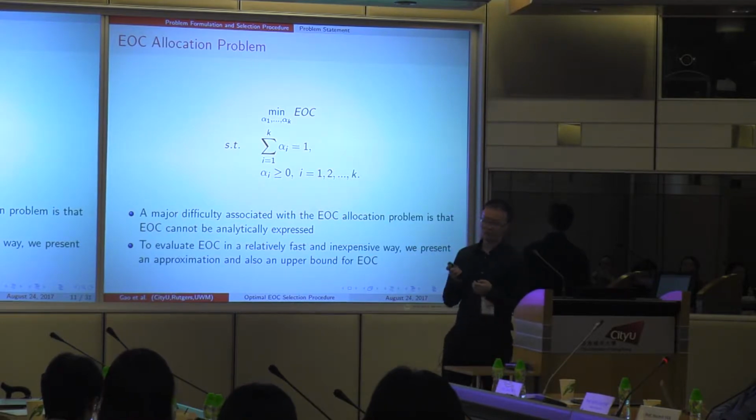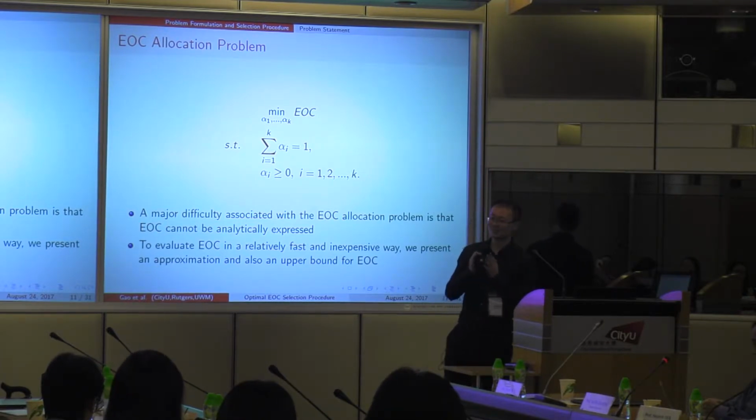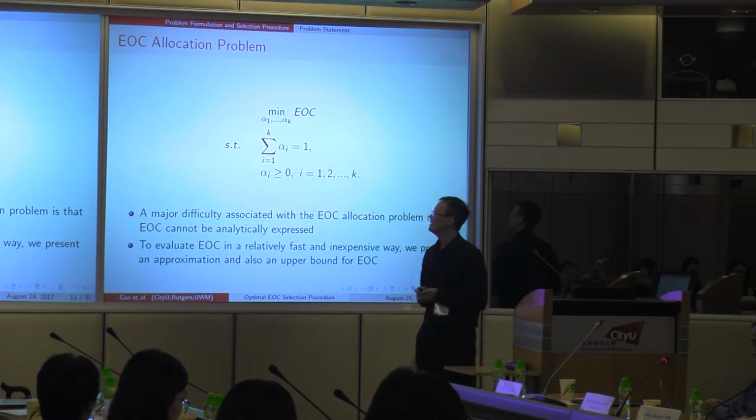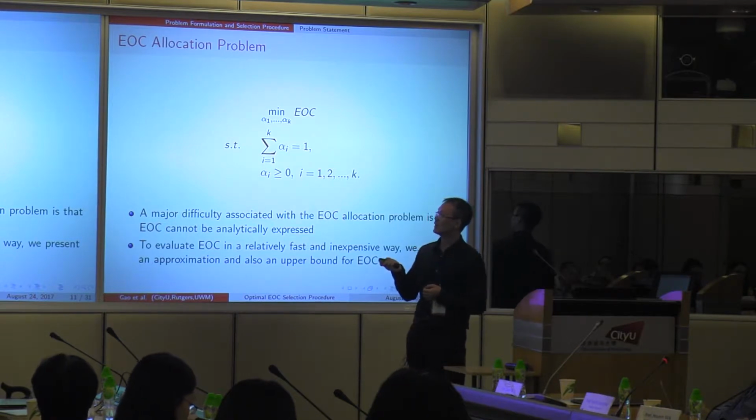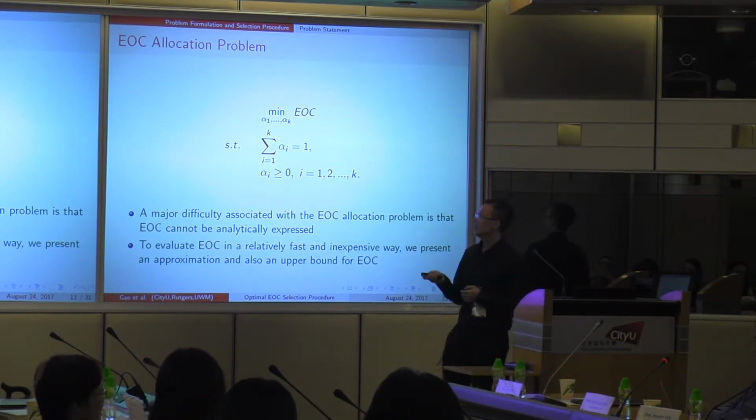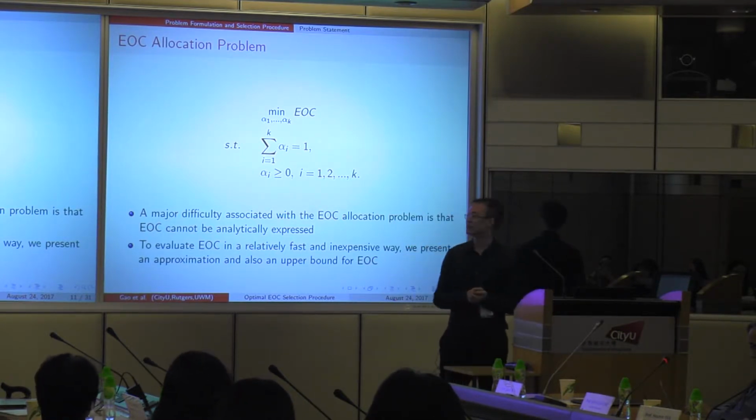Now the selection problem with UC can be formulated like this. Thanks to Professor Shi, who showed this slide in her talk. The goal is to minimize the UC, and the variables are alpha 1 to alpha K, which are the proportions of the simulation budget allocated to all the designs. These sum up to 1, and they are all non-negative.